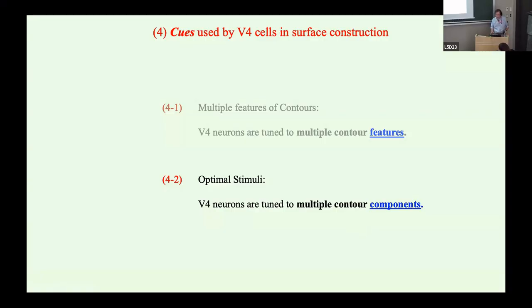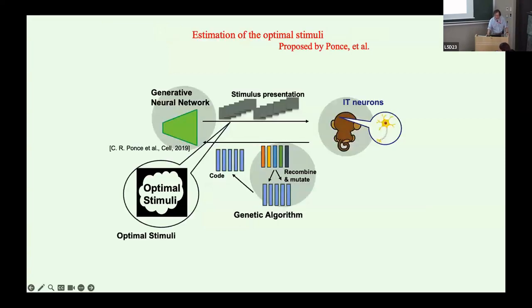But how can we estimate the most responsive stimulus of a neuron? There's a bunch of different images of scenes in the world, and we want to find out which one makes the cell the most responsive. Fortunately, one way to do so was proposed recently by Ponce et al. They used generative neural networks to generate the optimal stimuli.